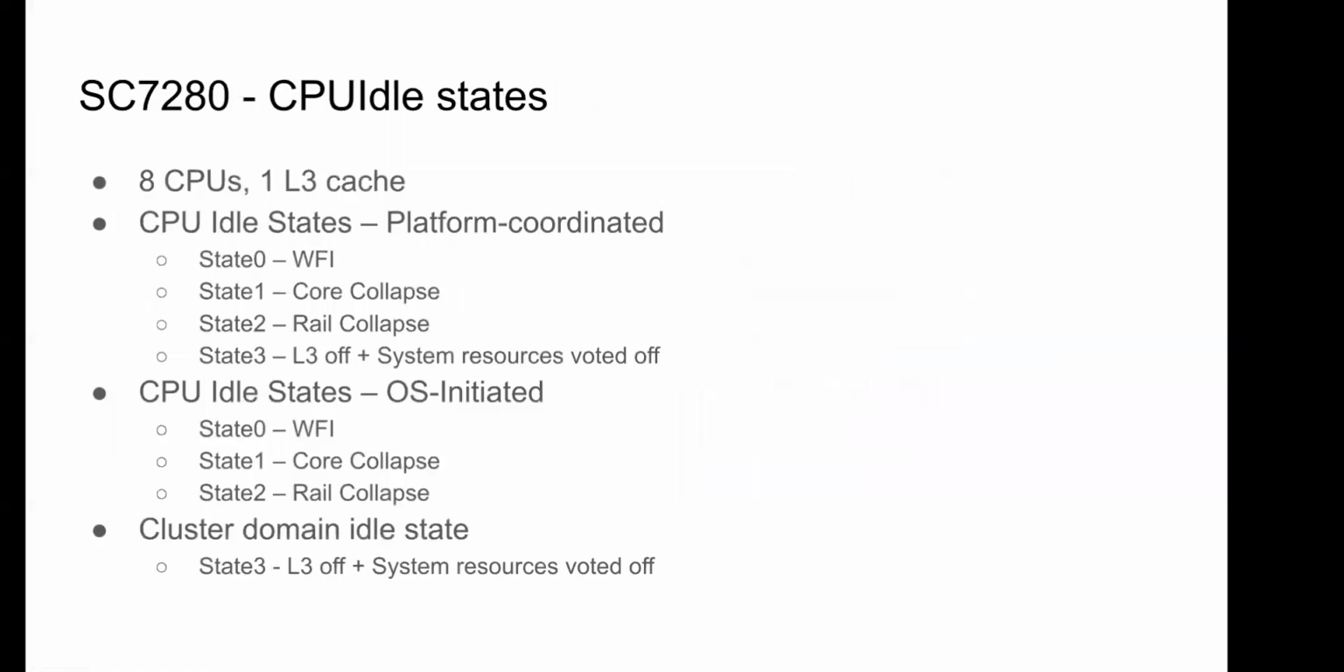So these are the states. State 1 is a core level collapse. State 2 is a rail level. And state 3 is a cluster state, L3 off. Okay, thank you.